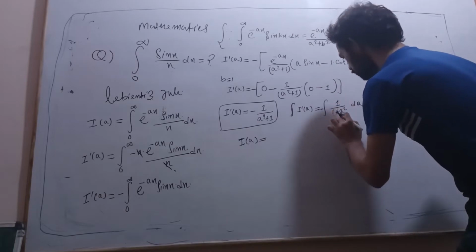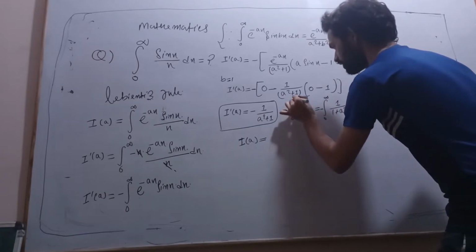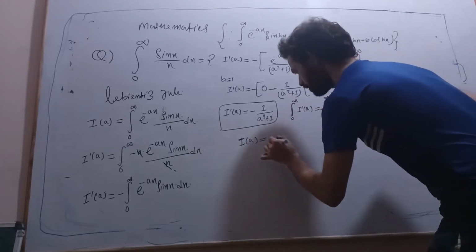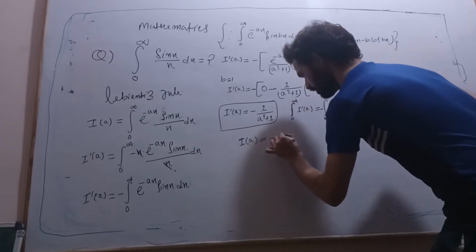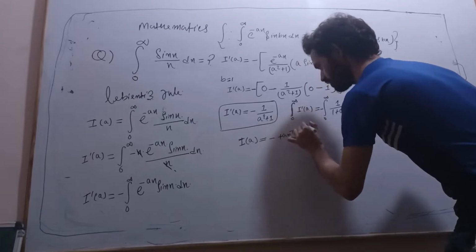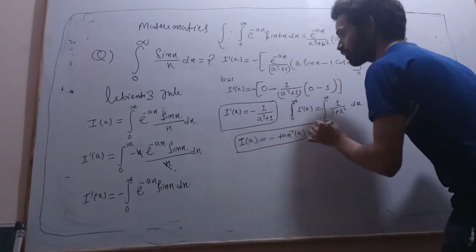Okay, so now the limit of 1 by 1 plus a square from 0 to infinity is nothing but minus tan inverse a plus a constant c. Okay, so this is the value of I of a.